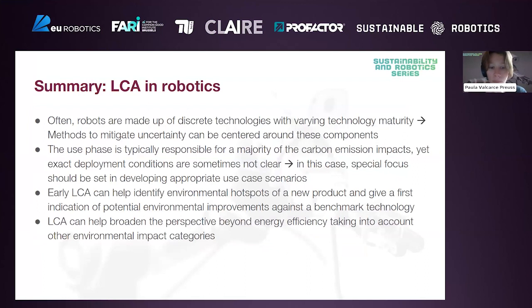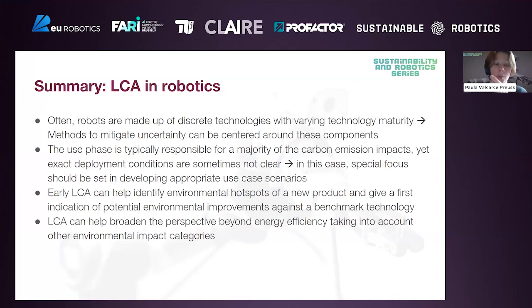So yeah, this is mostly what I wanted to talk about. To summarize really quickly what we can do for LCA and robotics and why it's useful. To go back to this data collection point really quickly, often when we have robots, we have a lot of discrete technologies and some technologies that are being newly developed.